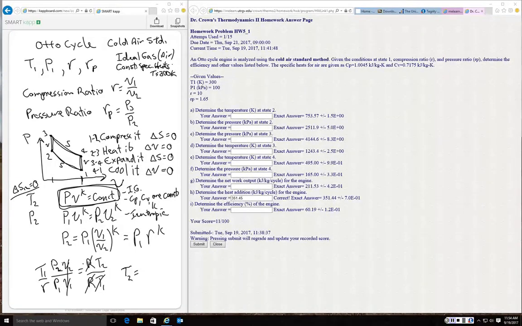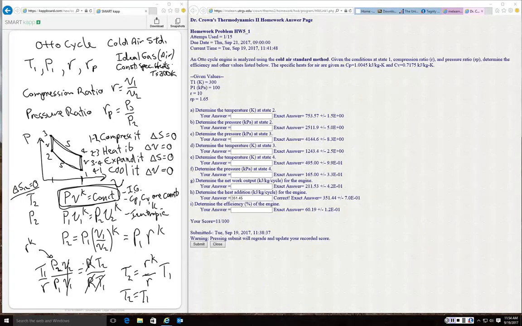P2 over P1, this term right here I just found is R to the K, and then divided by R, so R to the K divided by R, times T1 is equal to T2. And then we might note that R to the K divided by R is the same as T2 equals T1 R to the K minus 1.